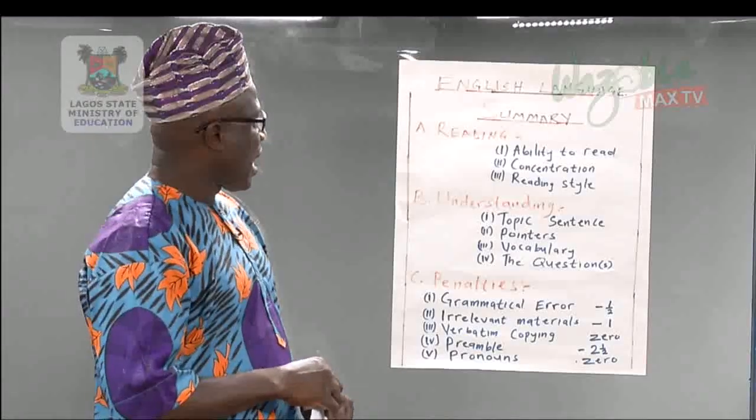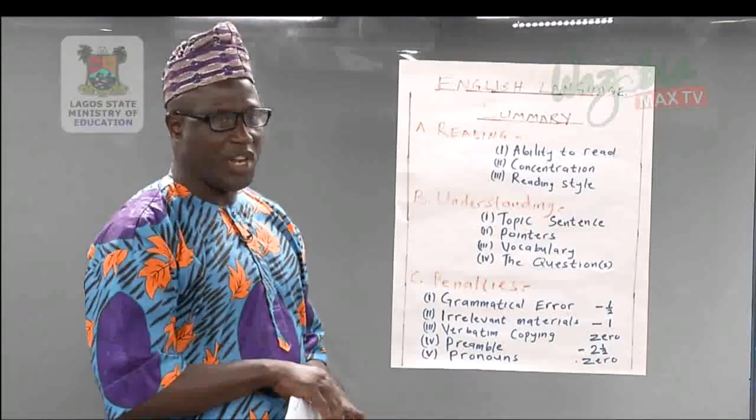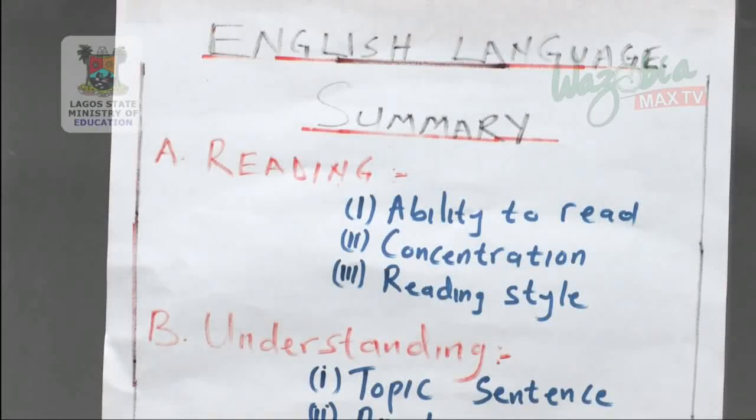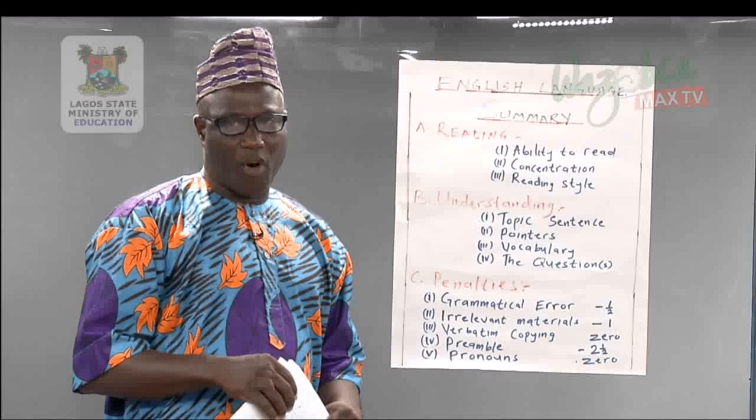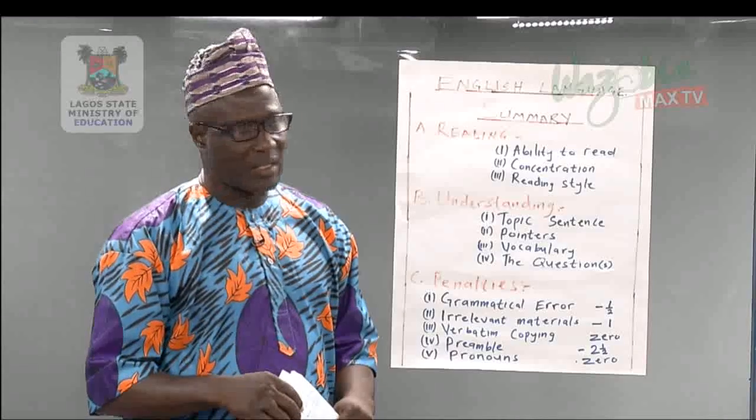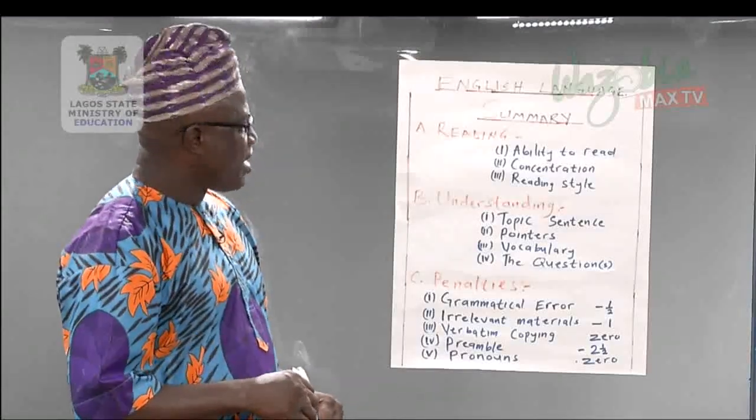The 3 aspects are: 1, I'm going to take you through reading of your summary passage. 2, I will take you through understanding of your summary passage. And lastly, I'm going to give you the penalties involved in summary exercise. Now, let's start with reading.